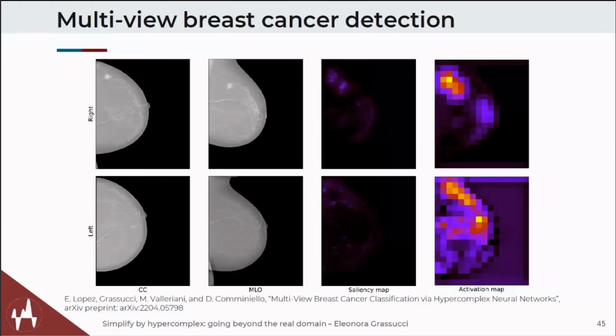Basically, here we can see that the right breast has a mass. You can see the lighter zone on the right breast that is highlighted in the saliency map and reported also on the activation map. The left breast has no malignant masses, and this is clear also from the saliency map that does not highlight any clear region, but it basically contains some information from the other breast due to the sharing of parameters among the views.